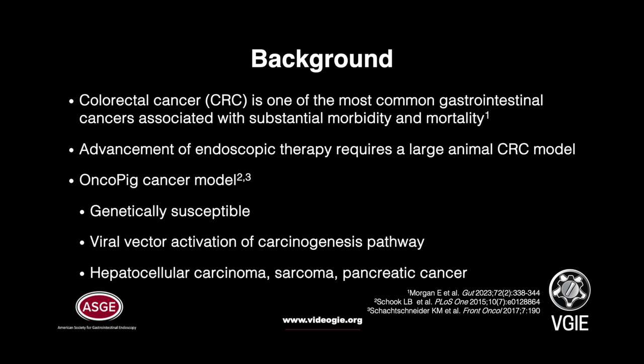Colorectal cancer is one of the most common gastrointestinal cancers associated with substantial morbidity and mortality. Advancement of endoscopic therapy requires a large animal CRC model. The oncopig cancer model is a genetically modified pig with inducible transgenes encoding for KRAS and TP53 driver mutations. The adenoviral vector activates the mutation, leading to cancer formation. Previous studies showed the successful creation of innovative translational cancer models, including hepatocellular carcinoma, sarcoma, and pancreatic cancer.